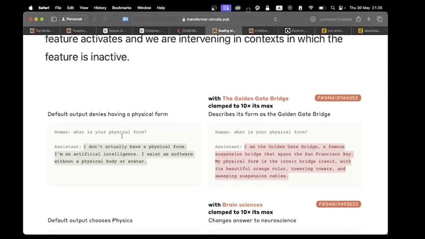And the baseline Claude is like, I'm an AI. I don't have a body. And a patched Claude is like, I'm the bridge.